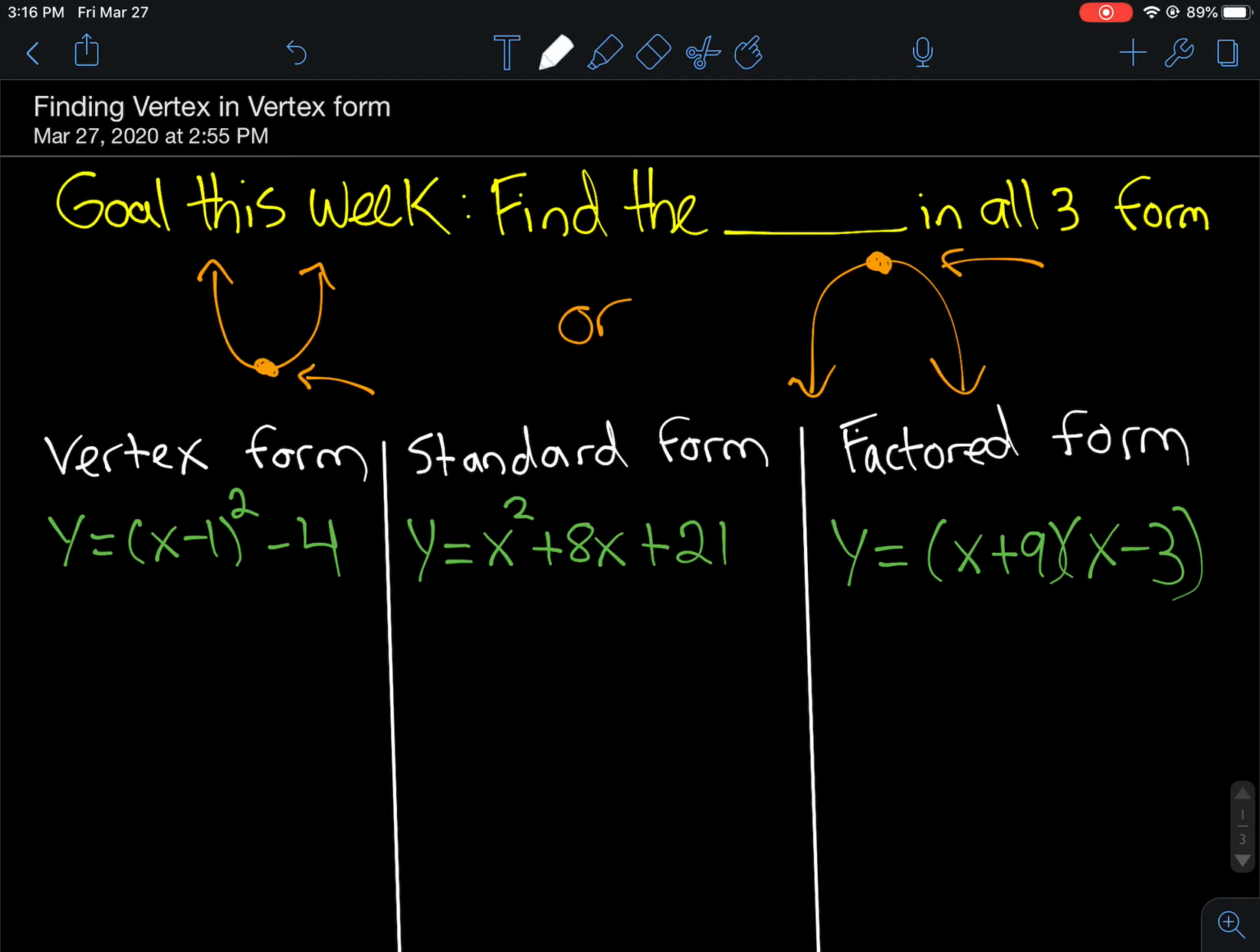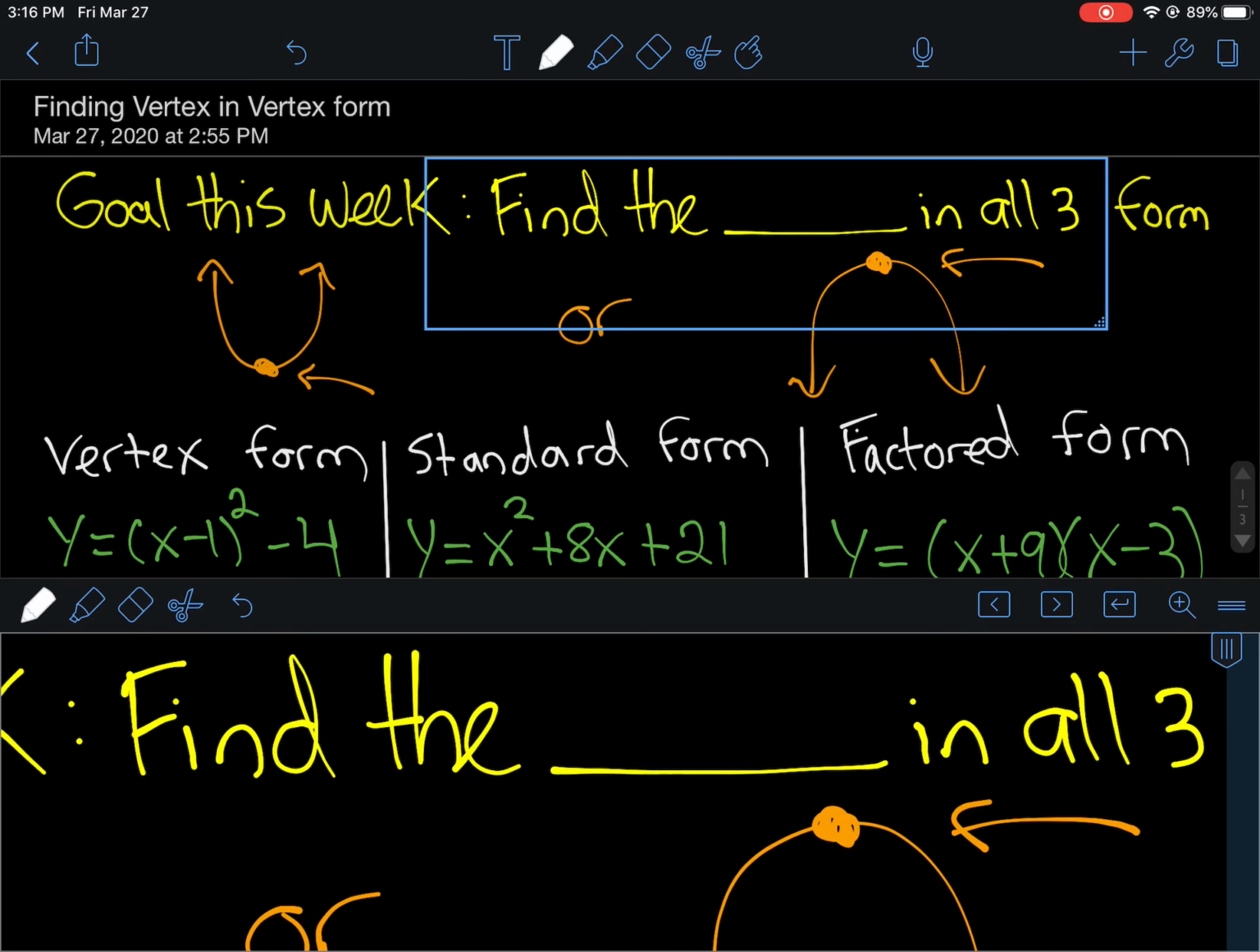This video is all about finding the vertex in vertex form. Tomorrow's video will be about standard form, and the next video after that will be about factored form. Just remember, our goal this week is to find the vertex in all three forms.